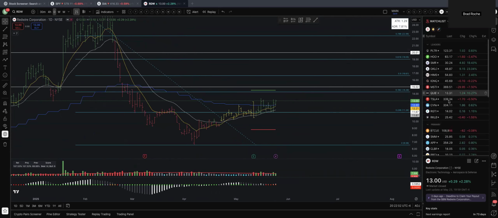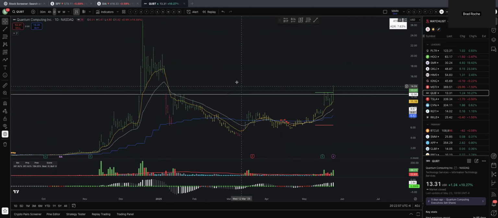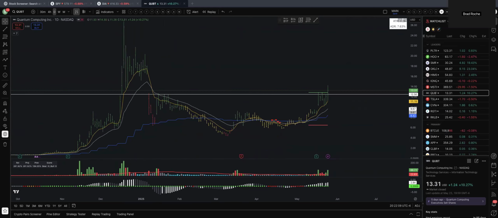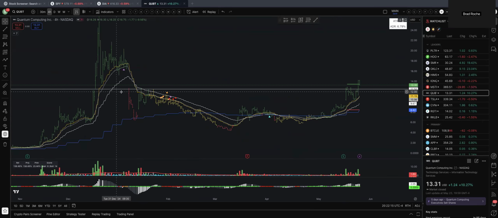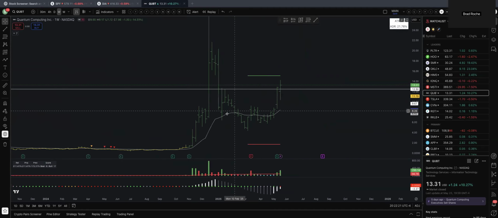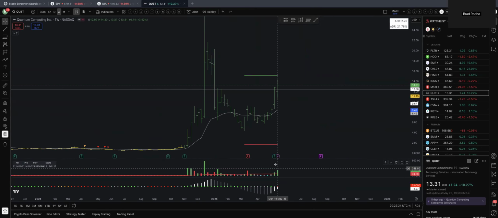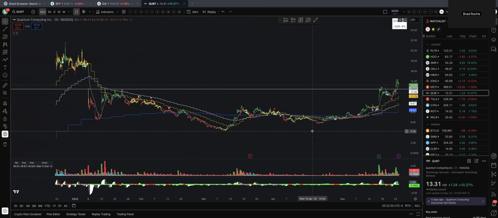From there, this name here had a deal come out with NASA recently. This is QUBT. You look at the 4 hour, you can see we broke through this key resistance at 12.50. Do we have a weekly? Yep, we've got a weekly squeeze. Momentum continues to rise after the beat on earnings. With this one, this is more of a momentum play.